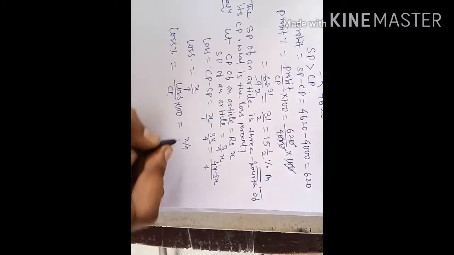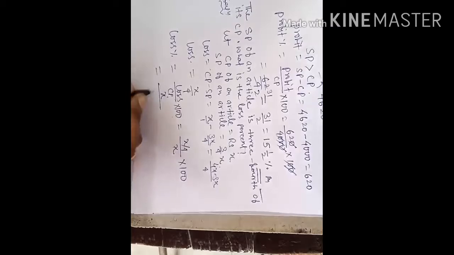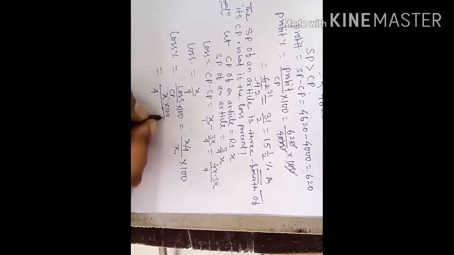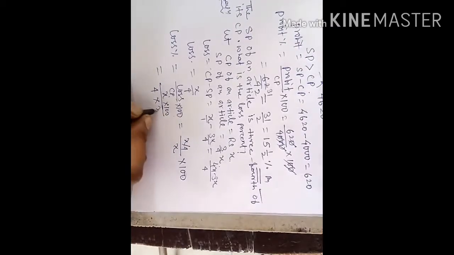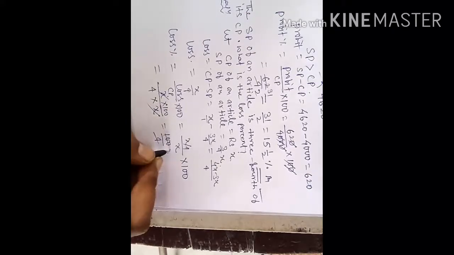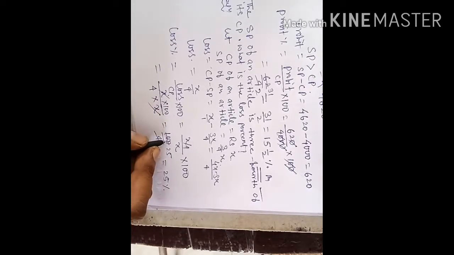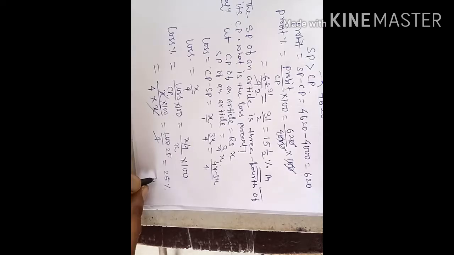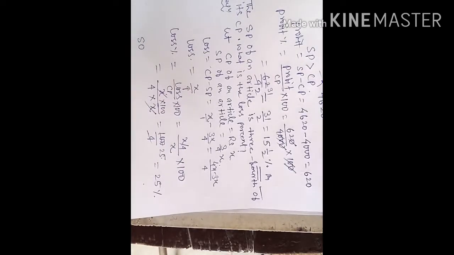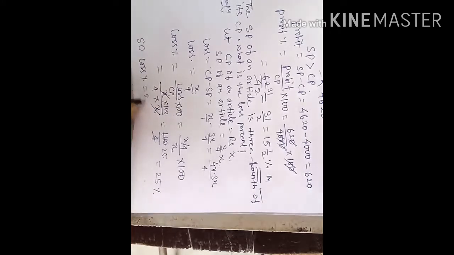Here loss is x/4, CP is x, into 100. So x/4 divided by x into 100, the 4 will go to the denominator, into x. So we get 100/4. After cancelling you get 25%. Here 4 cancels with 100, 25 times, so you get 25%. So loss percent is equal to 25%. This is the answer.